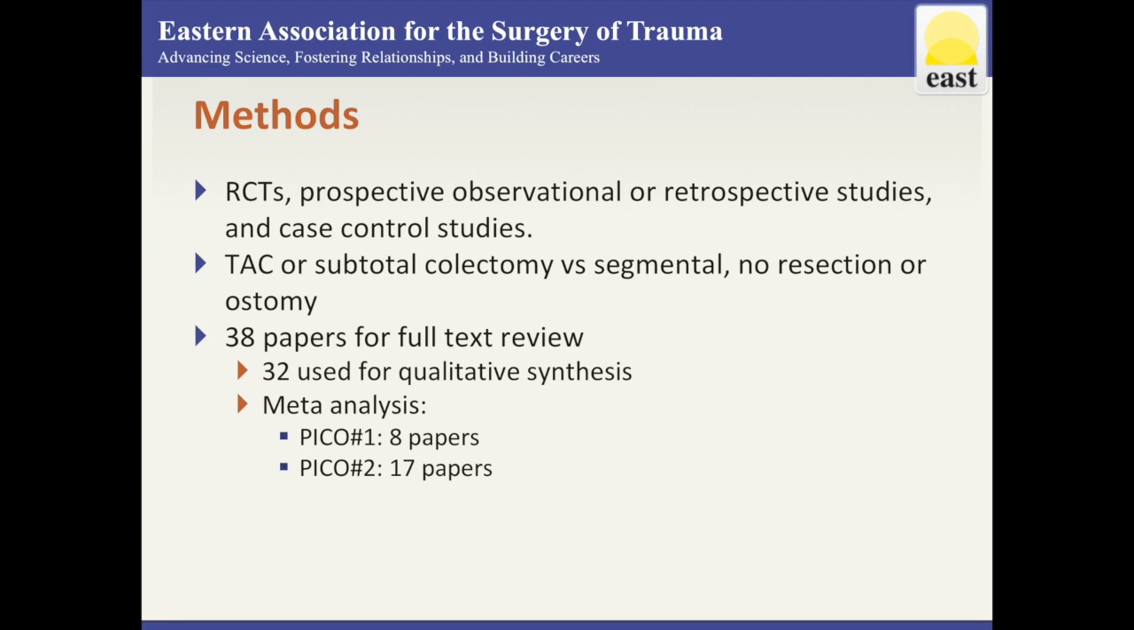Of 62 papers originally screened, 38 were eligible for full-text review, of which only 32 were suitable for the qualitative synthesis. For the meta-analysis, 8 papers were used for PICO question 1 and 17 papers for question 2.